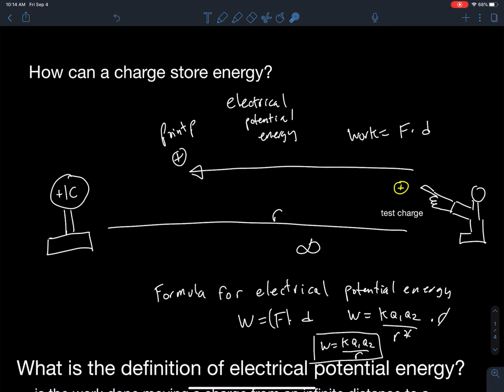Force times distance is work. And that's where it comes from. So if I remove one of those R's, it now becomes electrical potential energy.